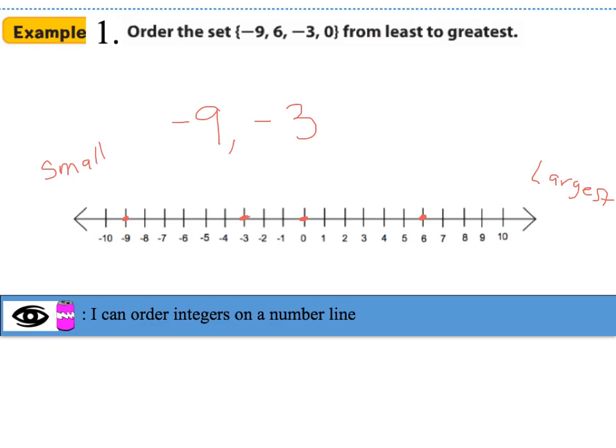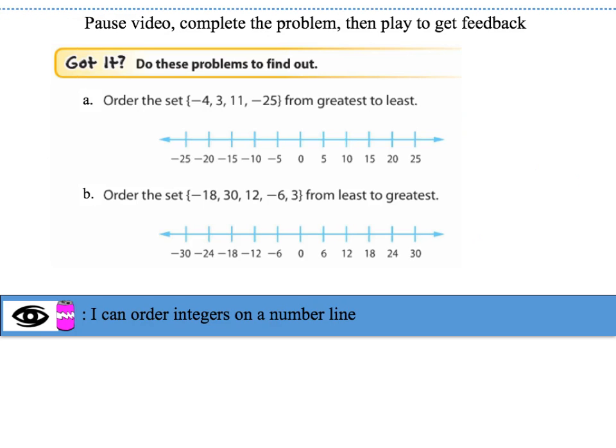That's the next largest. Then the next largest would be 0, because it comes next in the number line. And the largest number of all would be 6, because it's furthest to the right on the number line. So here's the numbers in order from least to greatest. So go ahead and pause the video, complete the got it problems, and then play it back for some feedback.